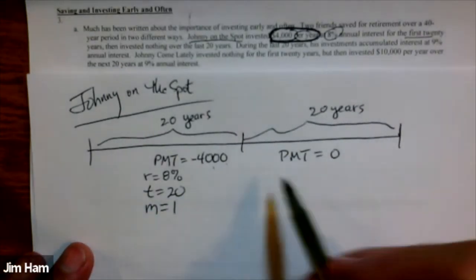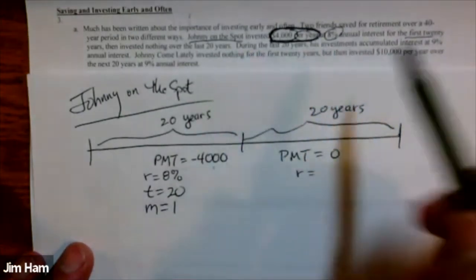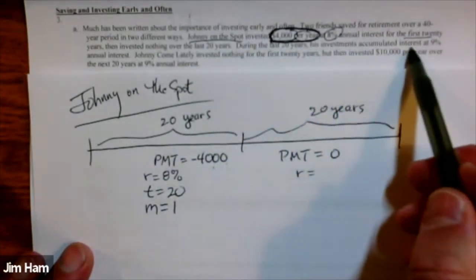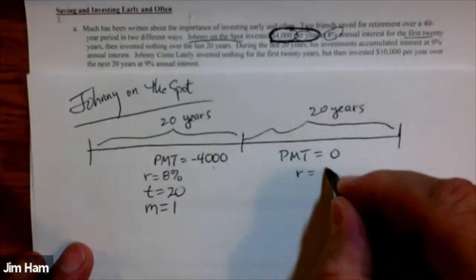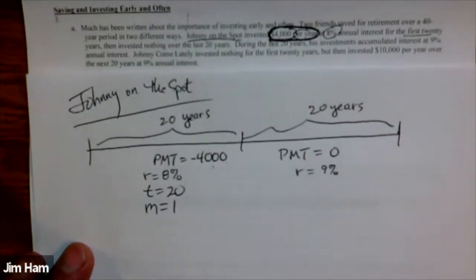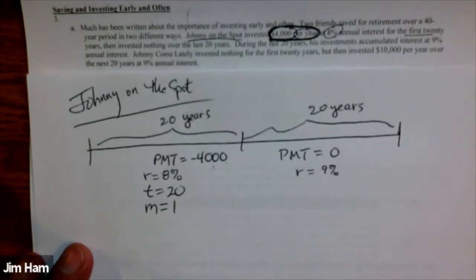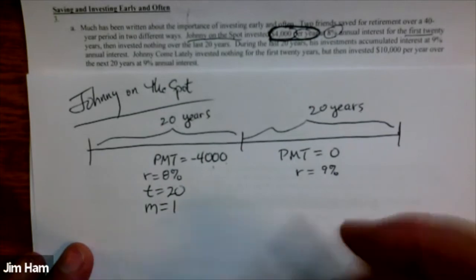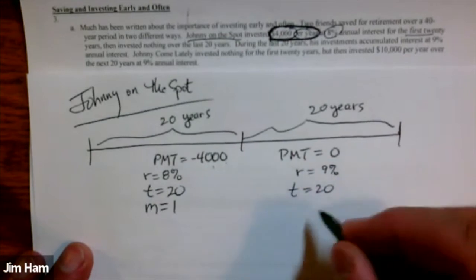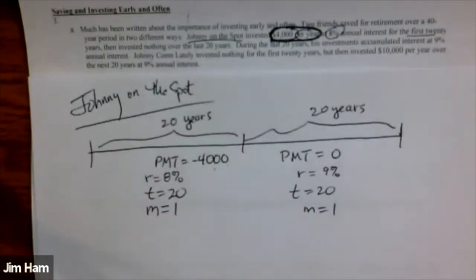During the last 20 years, his investments accumulated interest at 9%. So in the last 20 years, R is going to be 9 instead of 8. The money's still sitting in the account, so you still earn interest on the money sitting there. A new set of years, and once again, interest is going to be compounded once per year because they don't give us anything else. So this really is a two-step problem.